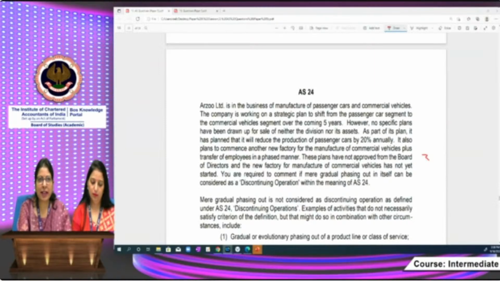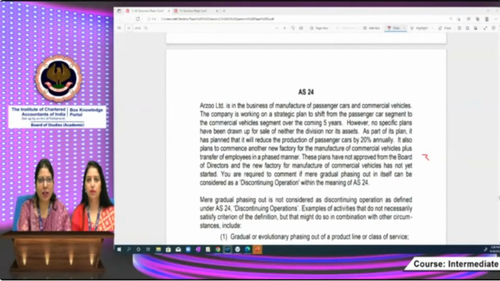Discontinuing operation, as the name itself suggests, means some business operation or some reportable business segment. You can connect this particular standard with AS 17 also, which we discussed yesterday, on segment reporting. Any business segment we are going to shut down or discontinue, we have to report in the financial statements, so that we can be transparent in our reporting.